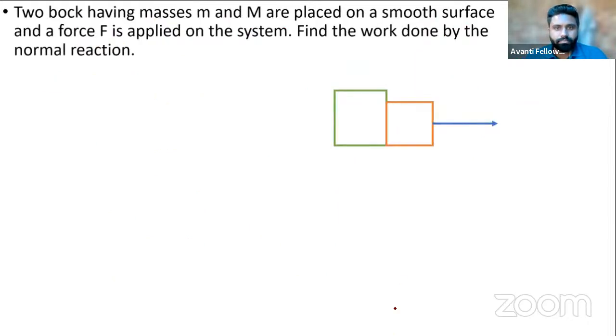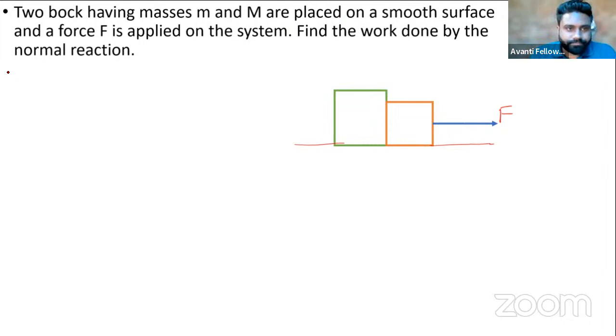Now, this is a question. Two blocks having masses small m and capital M are placed on a smooth surface and a force F is applied on the system. Now find the work done by the normal reaction. I have taken this question to help you understand what will be the work done by the different forces, like the normal force.